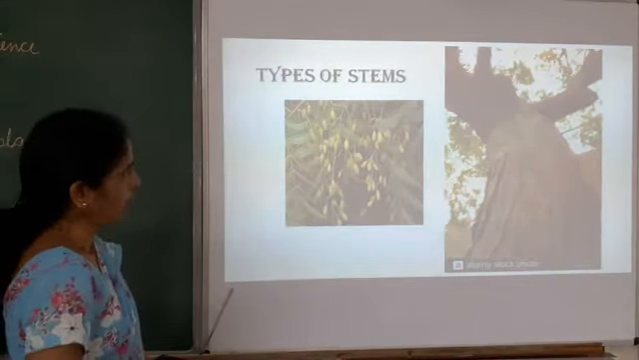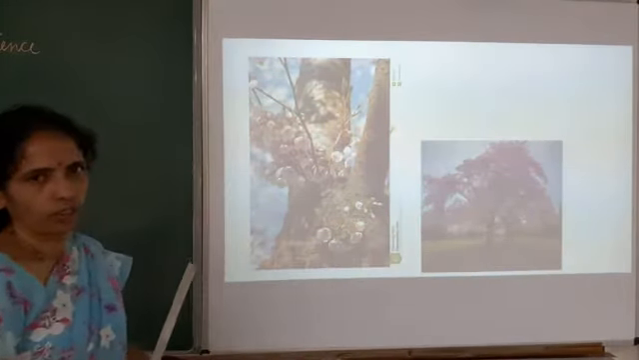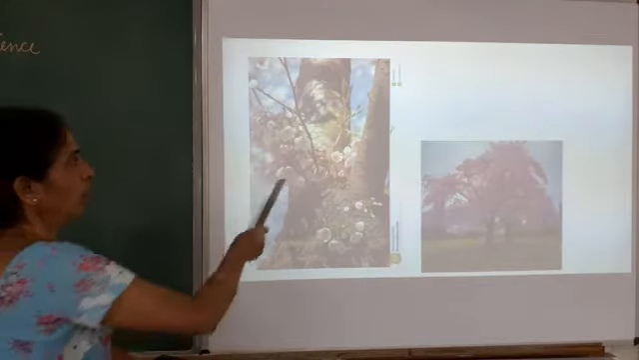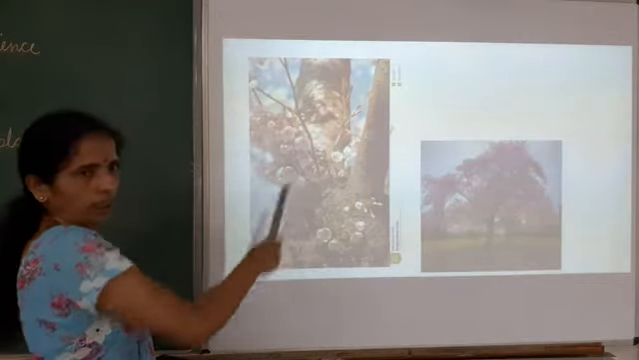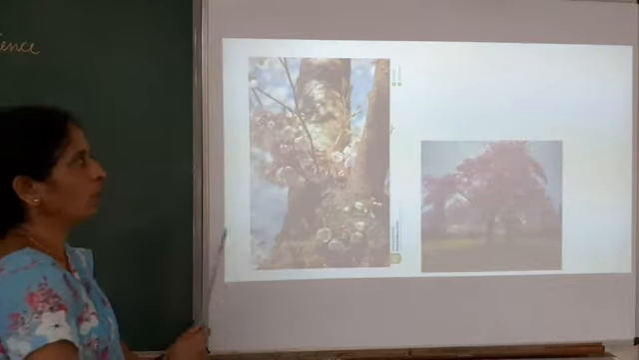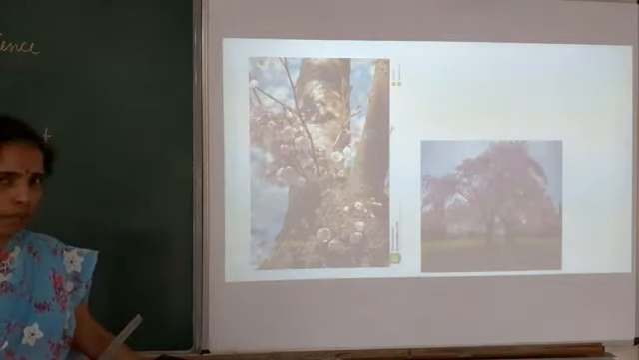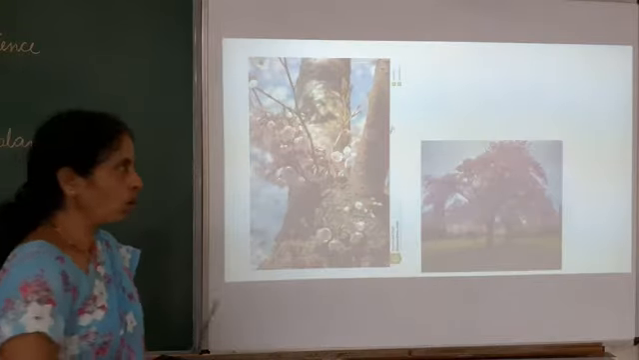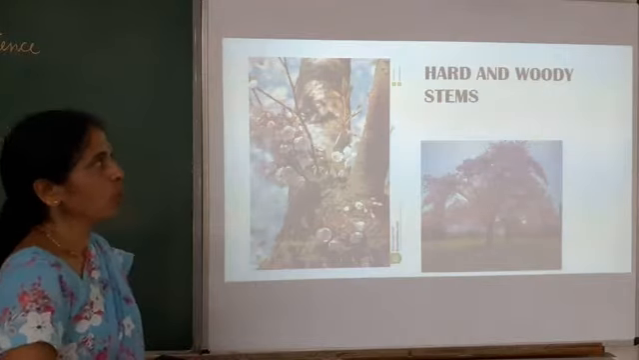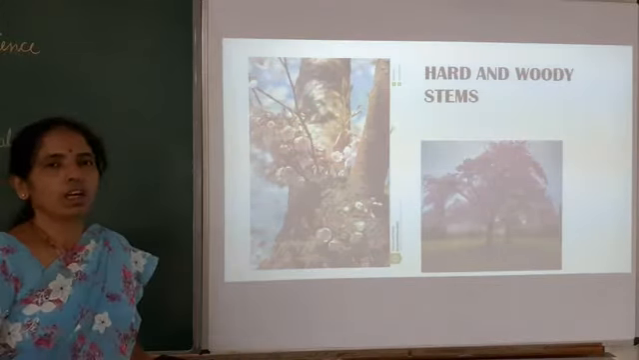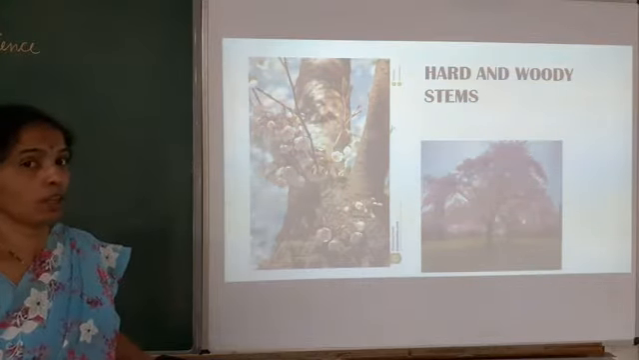Look at this next picture, children. It is a cherry tree. Again, look here. How does the stem look? It is hard and woody. So, this type of stems are called hard and woody stems. We call them as trunks.